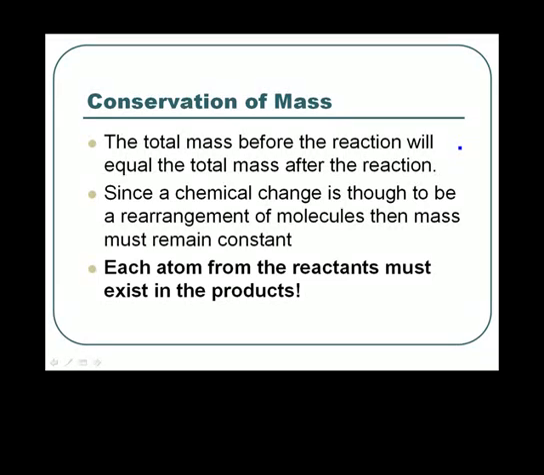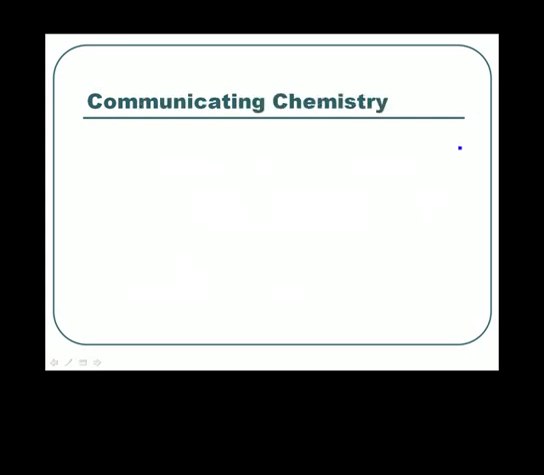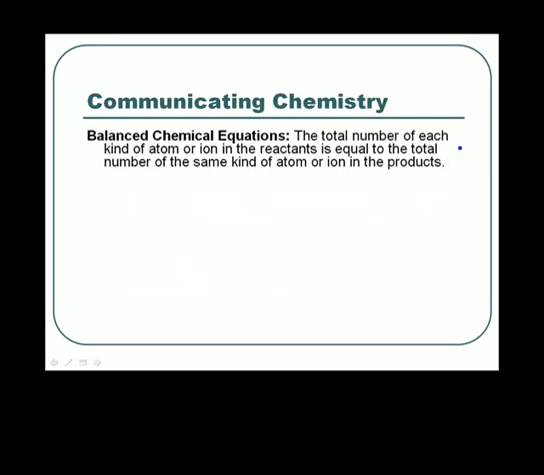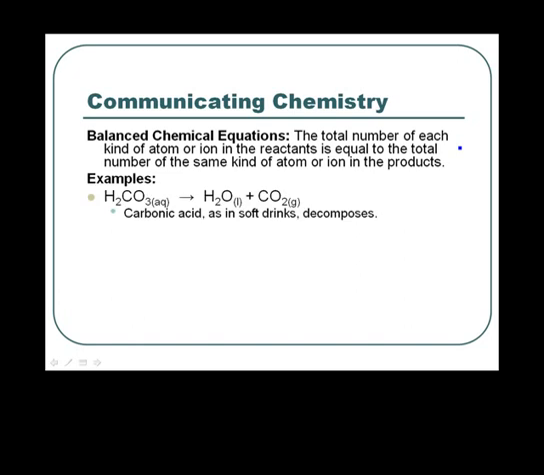So each atom from the reactants must exist in the products, and this is the basis on which we're going to write our chemical reactions. So balanced chemical equations represent chemical reactions. We know that the total number of each kind of atom or ion in the reactants is equal to the total number of the same kind of atom or ion in the products. And so here's an example. When you have carbonic acid, it decomposes to form water and carbon dioxide gas.